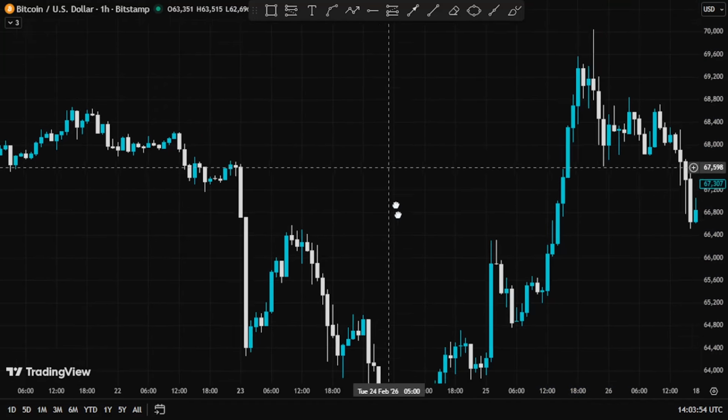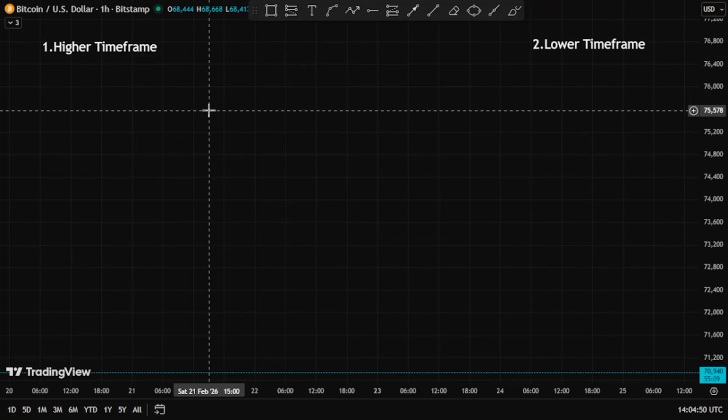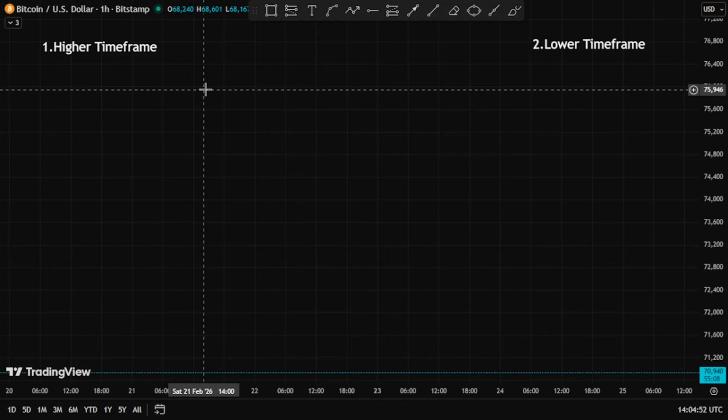So the lower time frame trends. Now this is where your entry is going to be coming from most of the times. So you have these two concepts right down here. What you want to look at is basic market structure, which I think you know already.